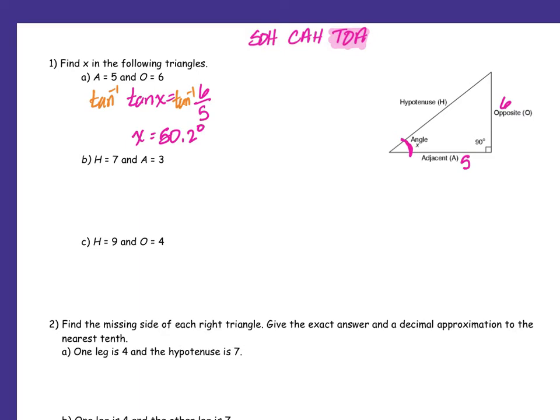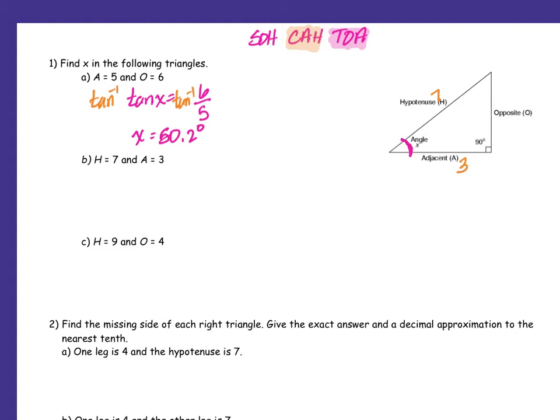So I'm going to go to the next one, and I'm going to erase this and this. And we're going to say my hypotenuse this time is 7, and my adjacent side is 3. So which one of my functions am I going to use that gives me the hypotenuse and the adjacent? That's what I want to look for. I want to look for A and H. Well, I have my adjacent side and my hypotenuse side. I can see that right here.